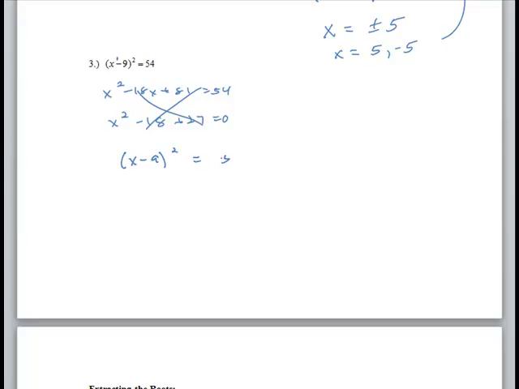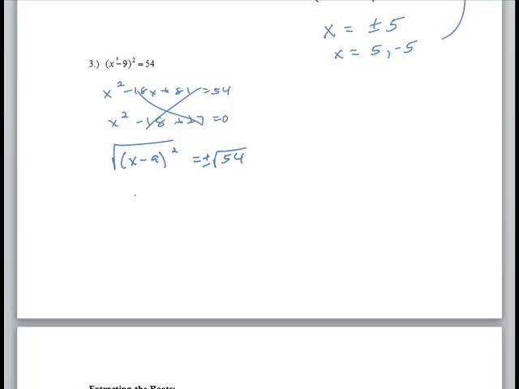Example 3, this equation we could not solve by factoring. But what we notice is that all the variables are being squared. There's only one x, it's inside the set of parentheses that's being squared. So this extracting the roots method should work. Begin by getting the power by itself. It is. So get rid of it. Take the square root of both sides, not forgetting that plus or minus.